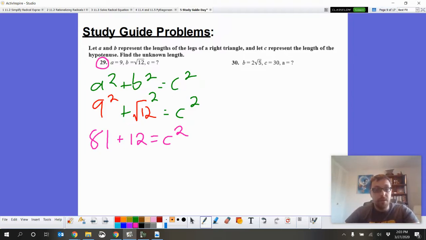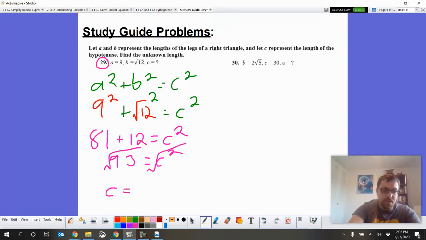Next, we want to do 81 plus 12, so that's 93 equals C squared. And I want to square root both sides. So we get C equals plus or minus the square root of 93. But since we're talking about a right triangle, and right triangles need positive side lengths, we're not going to worry about that negative. Now 93, I wonder if we could simplify that.